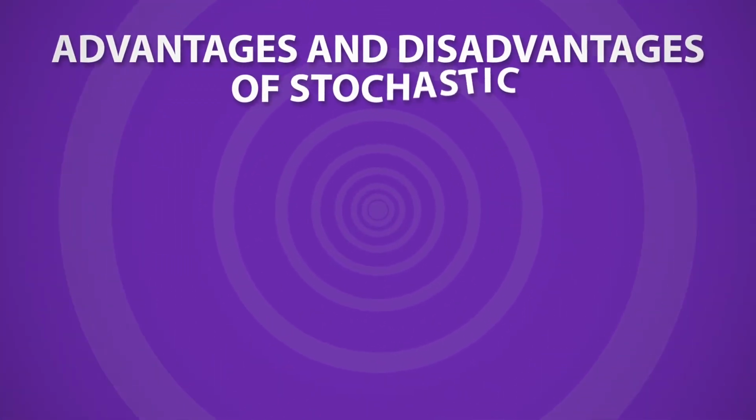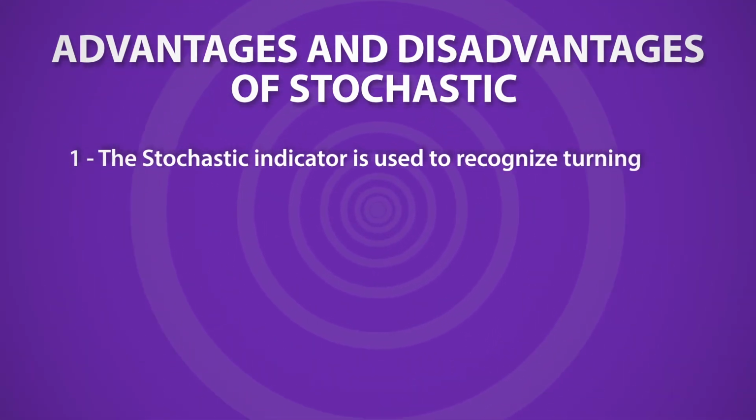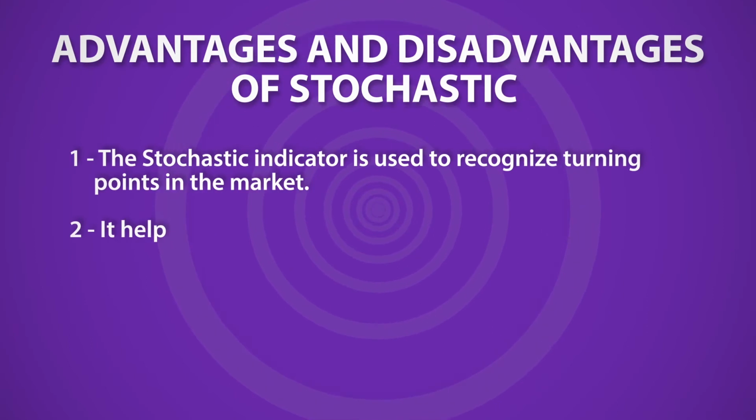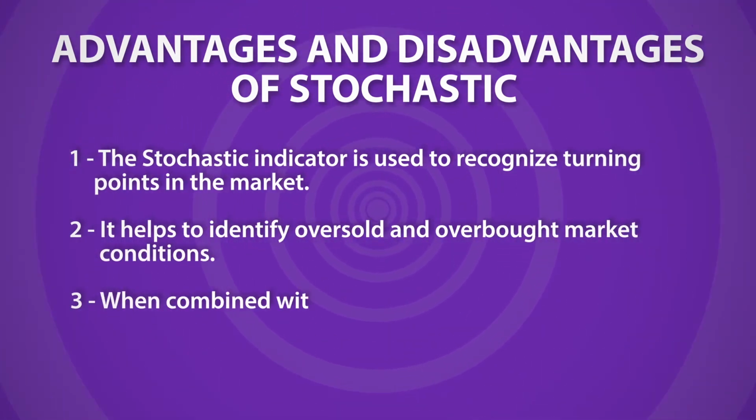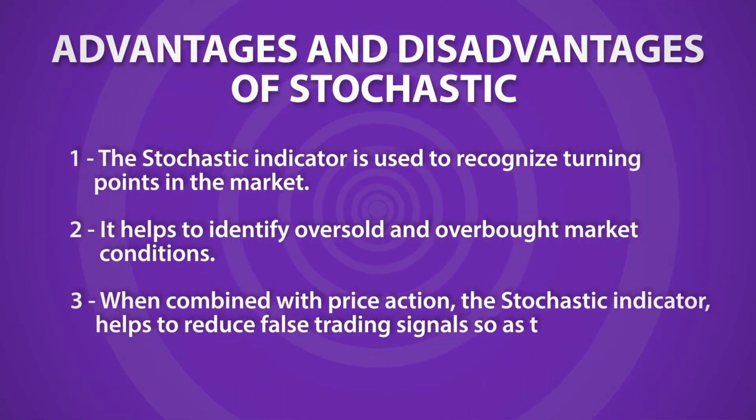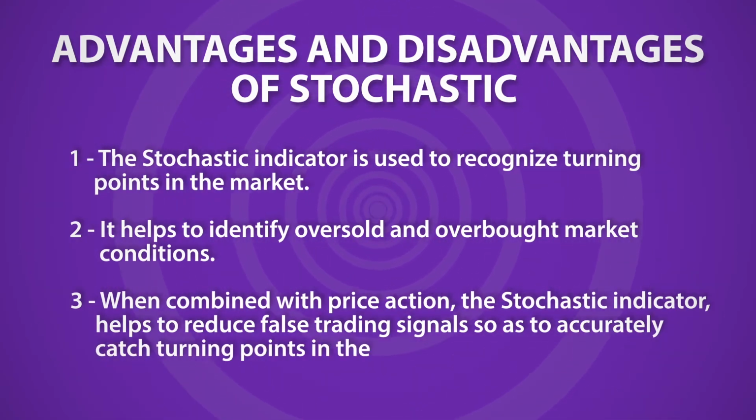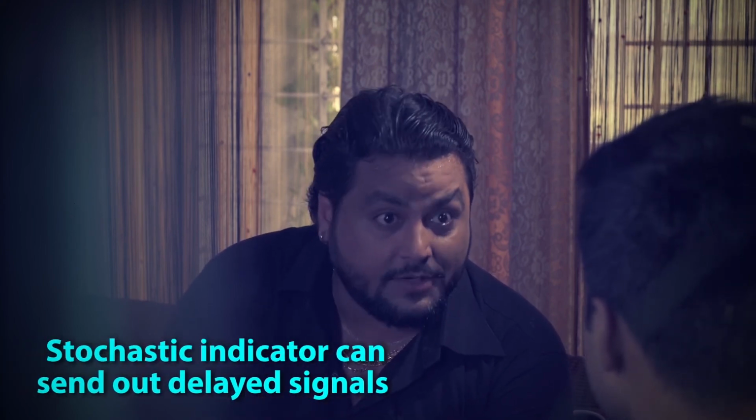Now, let's understand the advantages and disadvantages of the stochastic tool. First, the stochastic indicator is used to recognize turning points in the market. Second, it helps to identify oversold and overbought market conditions. Third, when combined with price action, the stochastic indicator helps to reduce false trading signals so as to accurately catch turning points in the market or stocks. However, just like RSI tools, these stochastic indicators too send out delayed signals, and that is why it is necessary to combine these tools and get the highest probability results.